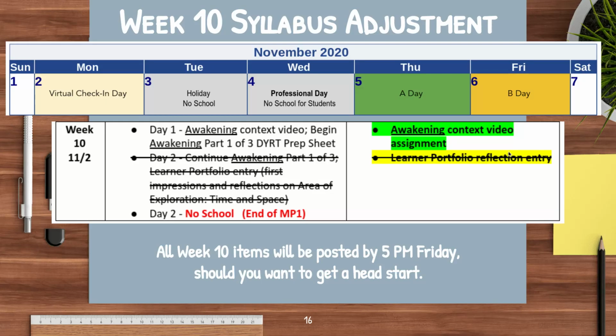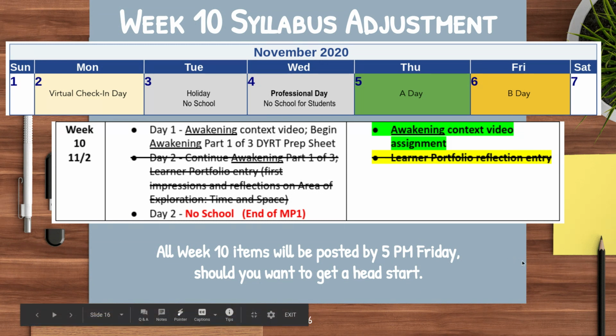So with that being said, I made some changes to our syllabus, right? I took out one of the assignments. Next week, you will still work on the context video, which I'll go over in just a second. And then kind of use your time to begin working on the next text that we're reading, which is The Awakening by Kate Chopin, and starting to work on that first DIRT prep sheet. So like I said, I took out the learner portfolio reflection assignment. That's just no longer an item in there.